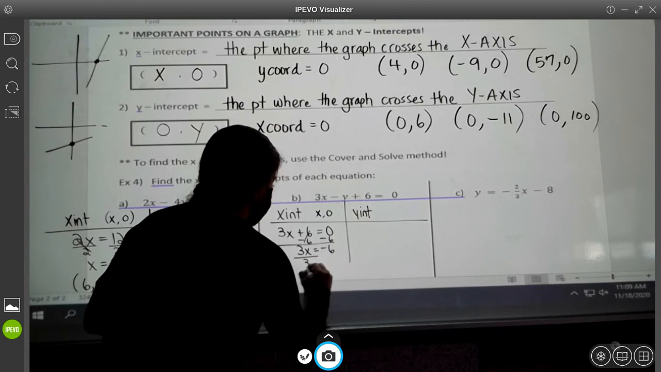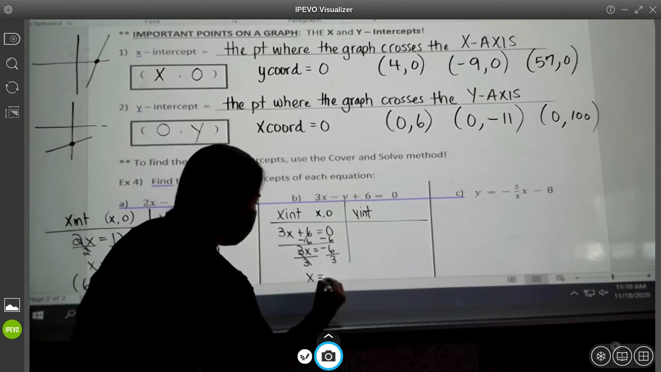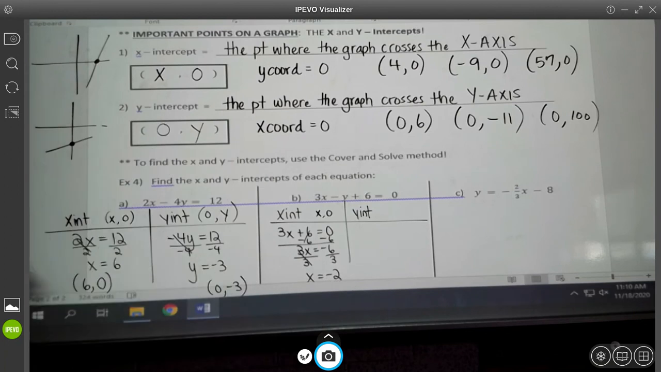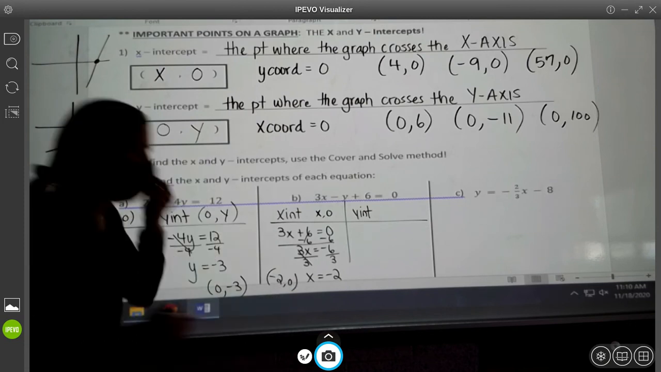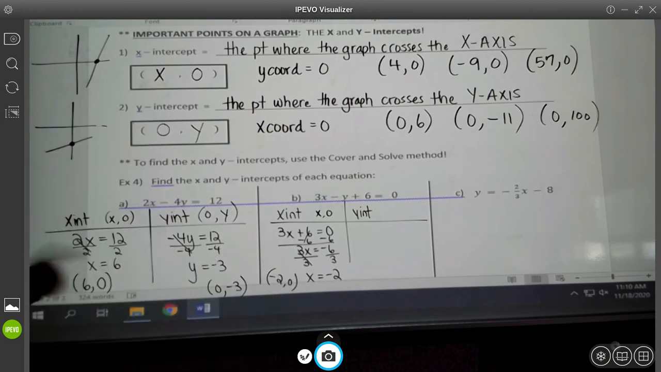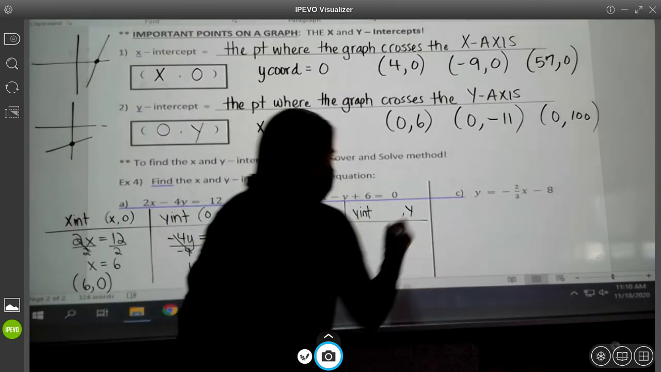All right, let's do the y-intercept. The y-intercept, I'm definitely looking for y, but what does x have to be? 0. So go to this equation and let x be 0. So what's 3 times 0? 0. It's gone. Cover that part up. What's left? Negative y plus 6 equals 0.